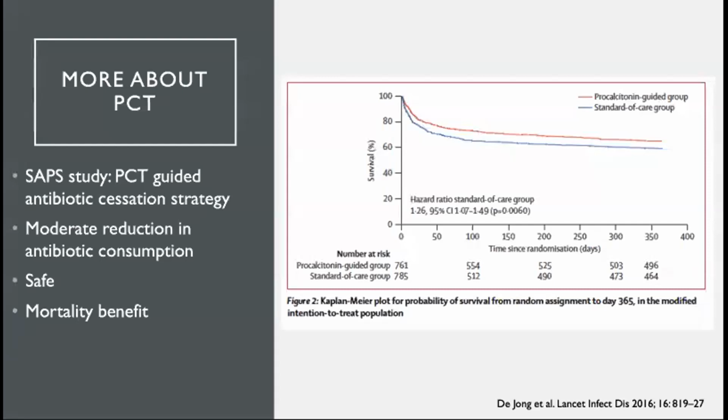So a little bit more about PCT. The SAPS study was a PCT-guided antibiotic cessation strategy study. It was a study looking to see if a PCT-guided cessation strategy in ICU patients was able to reduce antibiotic consumption and duration, and whether it was safe. So the study was able to determine that it did moderately reduce consumption and it was safe, but it also showed an unexpected finding, which was that there was a mortality benefit in the PCT-guided strategy group. So those patients who received shorter durations of antibiotics actually did a little bit better. So here you can see the mortality, the Kaplan-Meier graph, showing that the PCT-guided group did a little bit better in terms of mortality.